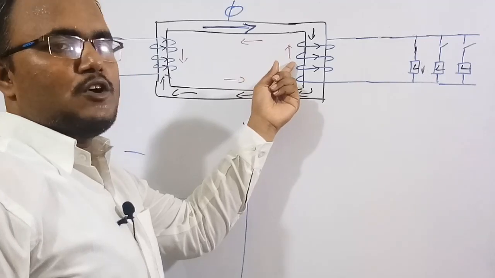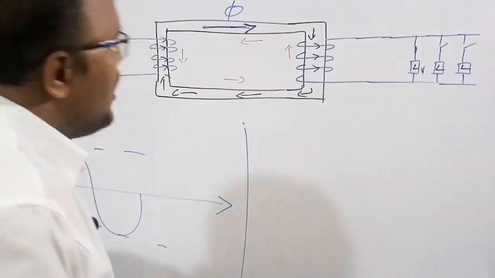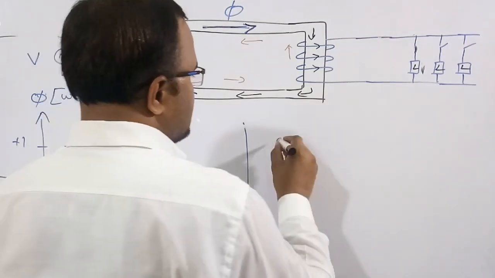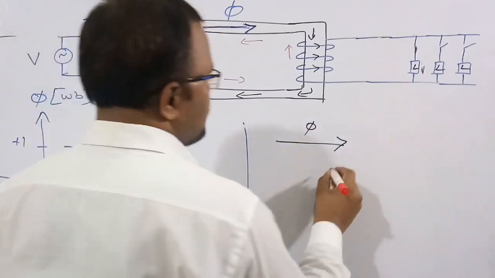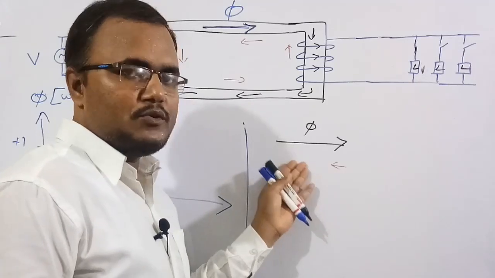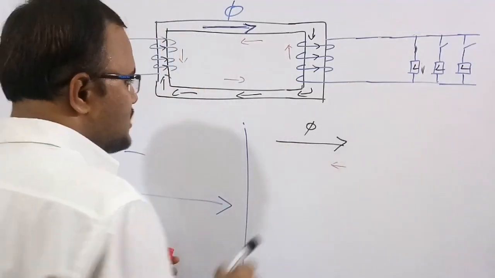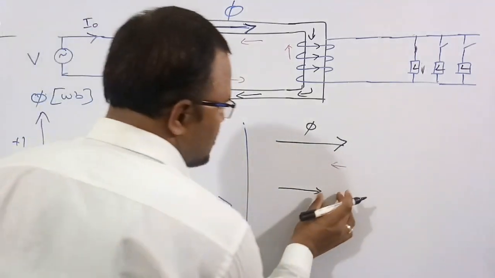This is a very small amount of flux. This flux will oppose the original flux. So now what will happen, this is a black flux and this is a red flux, very small flux. Because these two are in opposition, the black length will decrease, so the flux will decrease, a little bit amount of decrease.